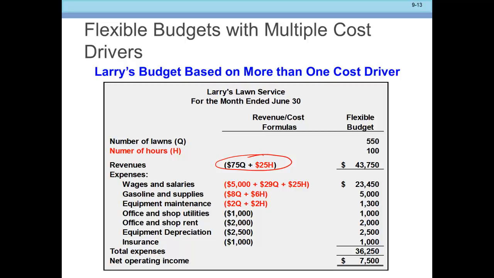The new cost formula for wages and salaries is $5,000 plus $29 per lawn plus $25 per hour spent edging and trimming. As you can see, the flexible budget is based on mowing 550 lawns with 100 hours spent edging and trimming. The new flexible budget, based on both the number of lawns and the additional hours for edging and trimming, is used exactly like the original flexible budget that was based on number of lawns. The new flexible budget should result in more accurate budgets and variances.